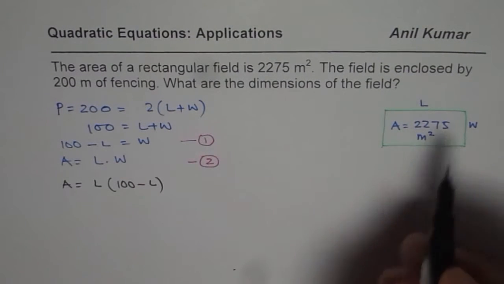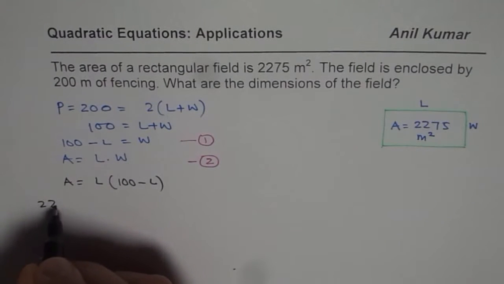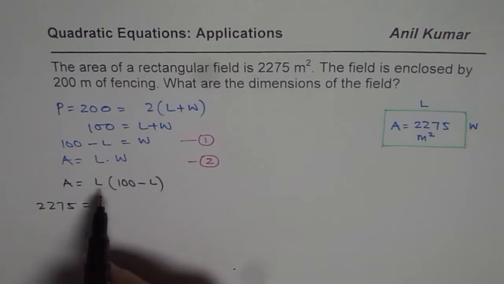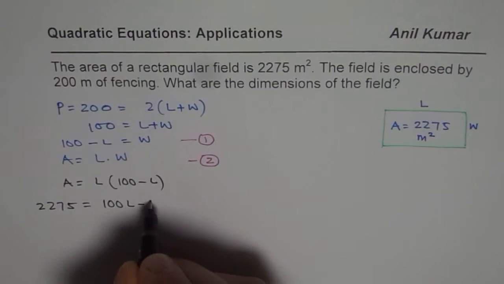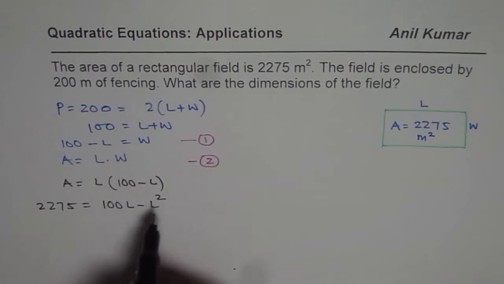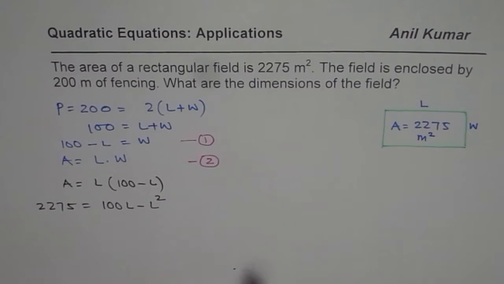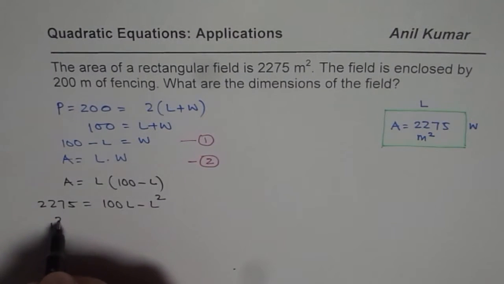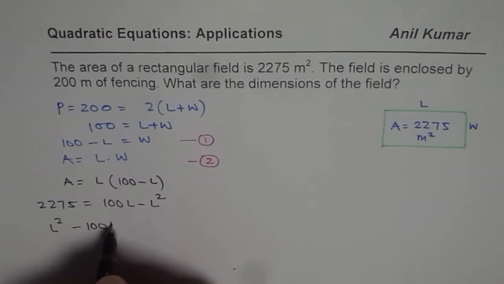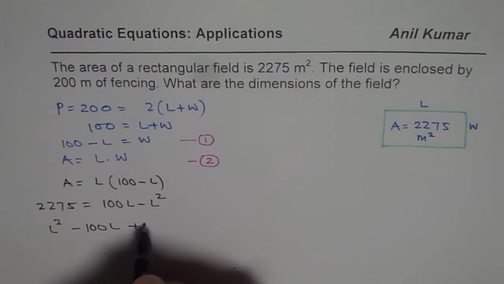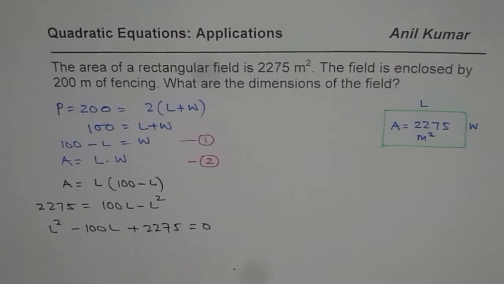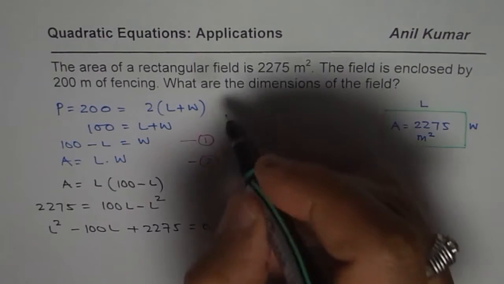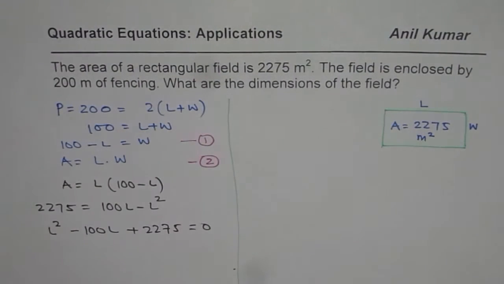Area is given to us as 2275. Let me write that equals to, let's open this bracket, so we get 100L minus L square. Bringing all the terms together, we get our quadratic equation, which is L square minus 100L plus 2275 equals to 0. Now we have to solve this equation to find the length.